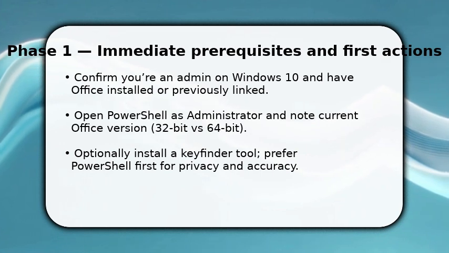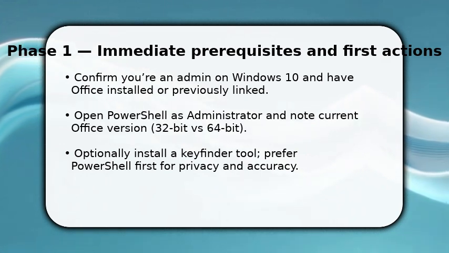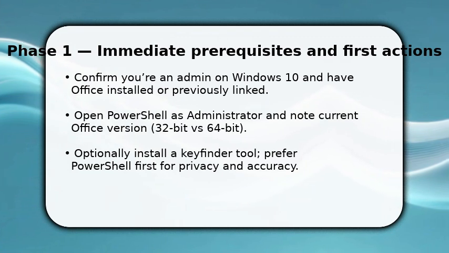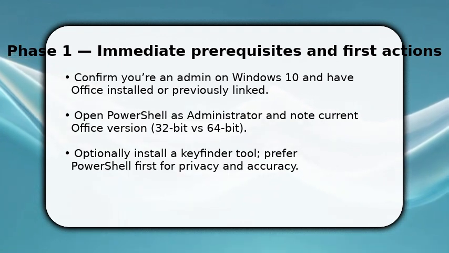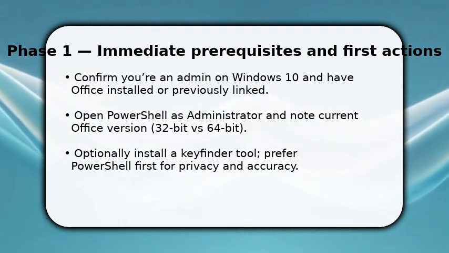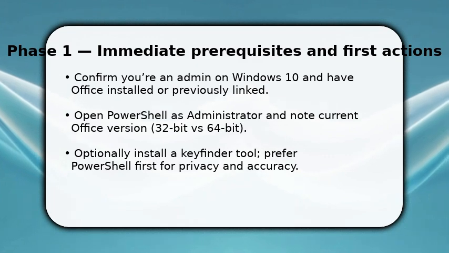Check whether Office is 32-bit or 64-bit because file paths differ. Use Control Panel or Settings to confirm. Make sure Office is closed before running commands, and prepare to enter a few PowerShell lines that read stored product information. This is the first actionable move.